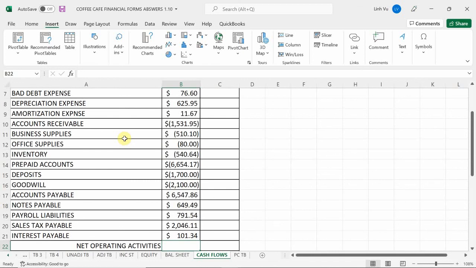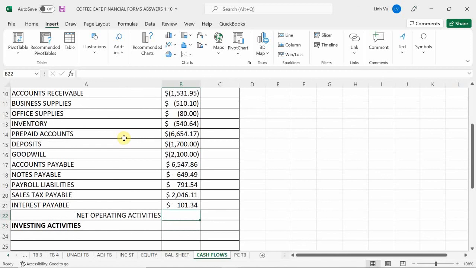So 76. Okay, you're going to add 76, you're going to add the 625, you add the 1167, you're going to subtract out 1531, subtract 510, subtract 80, subtract 540, subtract 6654, subtract 1700, subtract 2100. You're going to add the 6547, add 649.49, add 791, add 2046, and add 101.34. Okay, and what number do you get here?